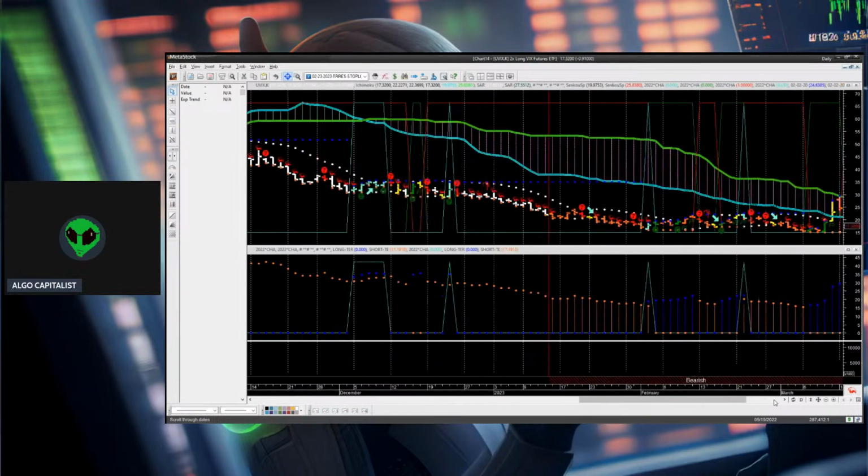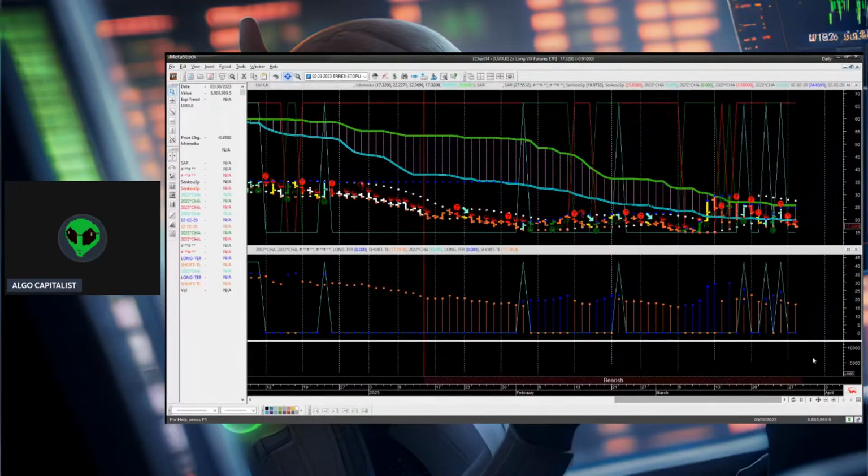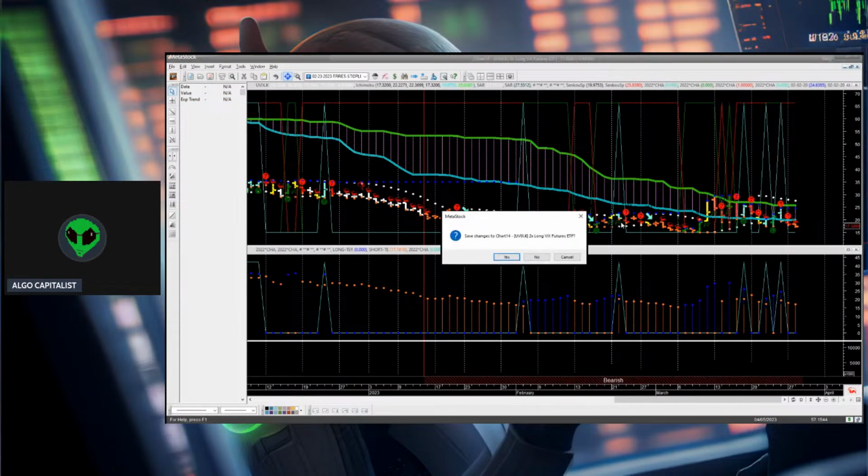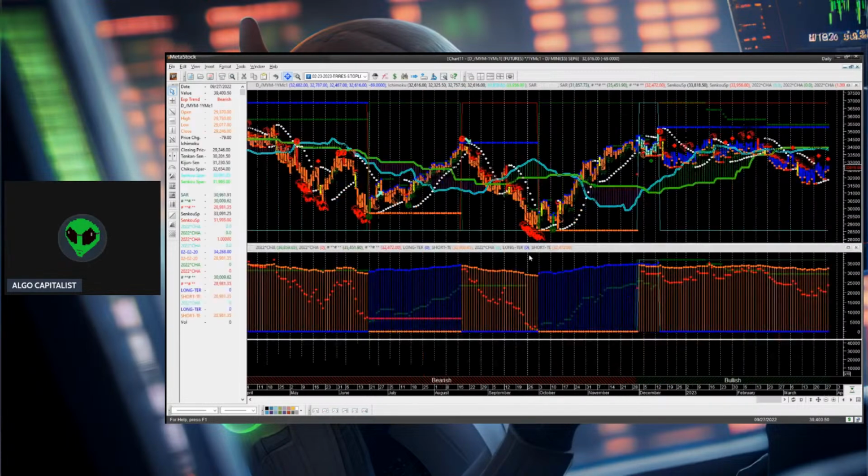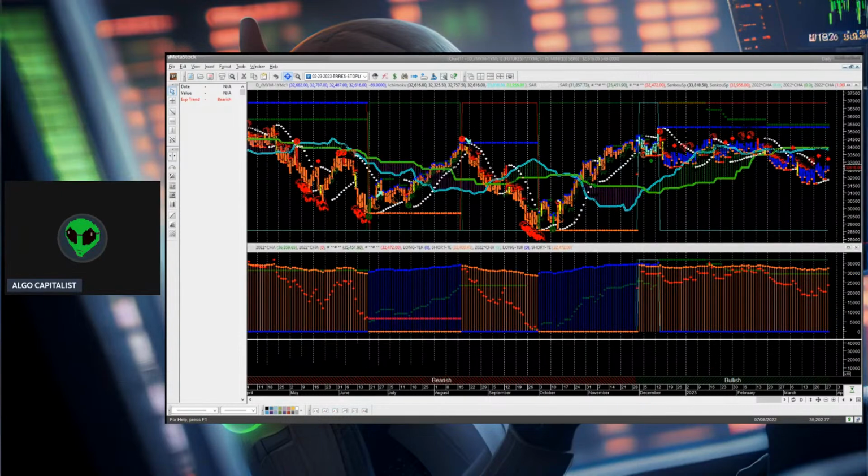I don't know what this is. This is untradeable. It's a mess. I don't know what you would do with that. But you are in a bear market, if that means anything. You're in a bear market, so there's nothing to buy. You're not trending.